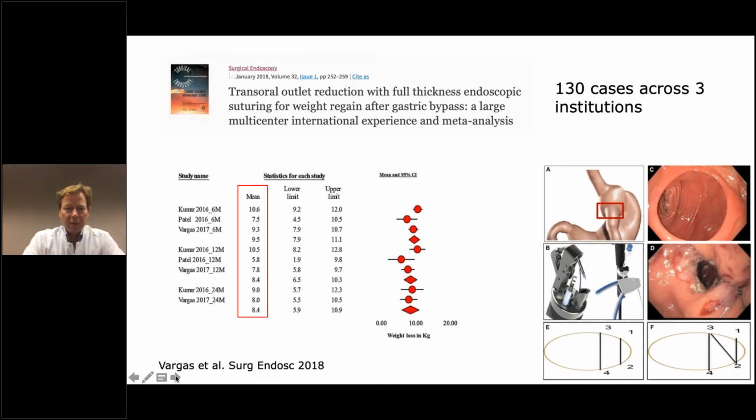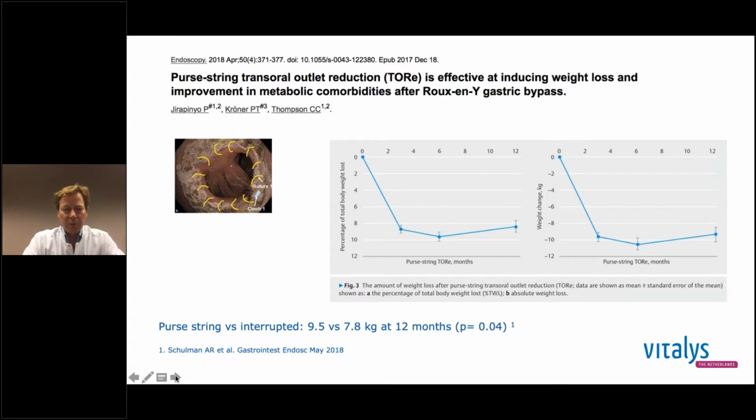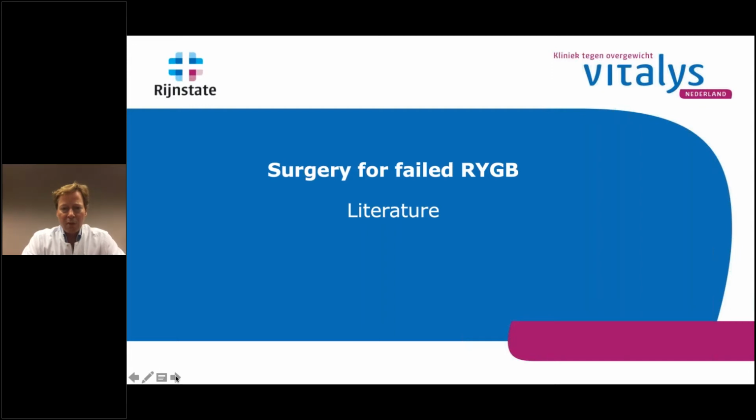Here in the left column, you can see it. There's some variations in how you should apply those sutures. This is a technique which is called transoral outlet reduction with a purse string suture. Again, successful weight change after a year. And there is even a study which says if you use these techniques, you should use a purse string instead of an interrupted technique, because it adds a little bit more weight loss. But all are very limited studies, limited in follow-up duration, and they're relatively small studies.